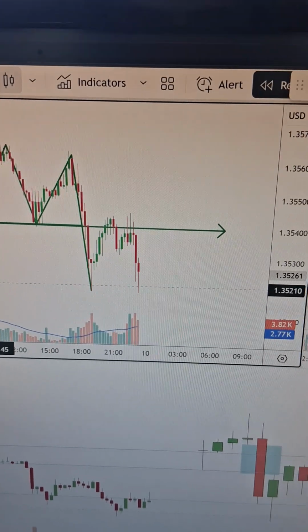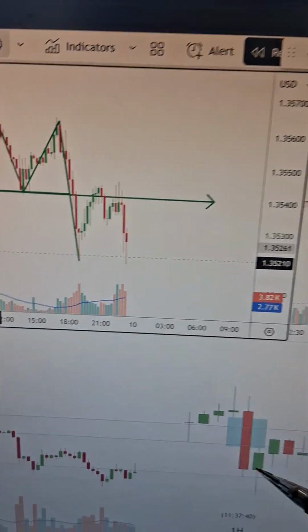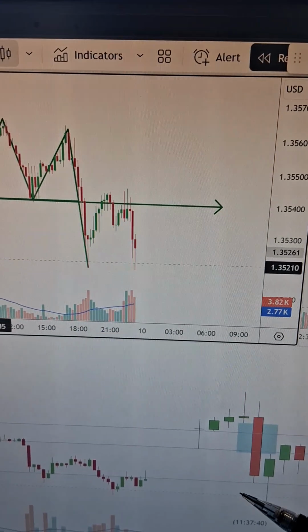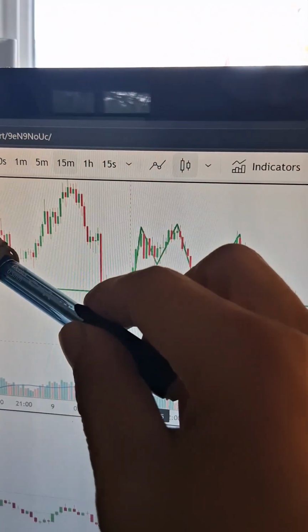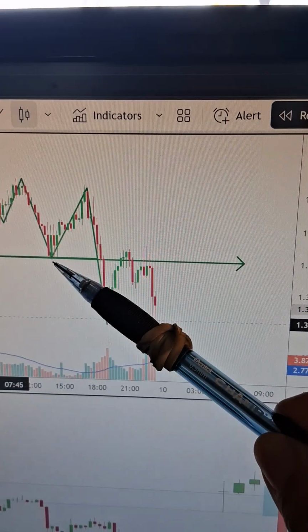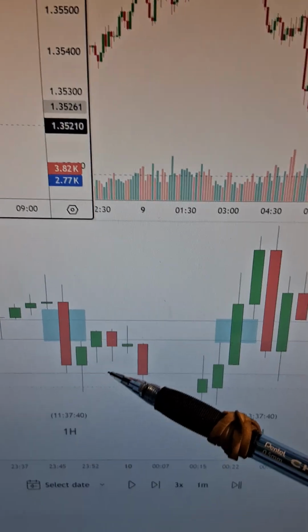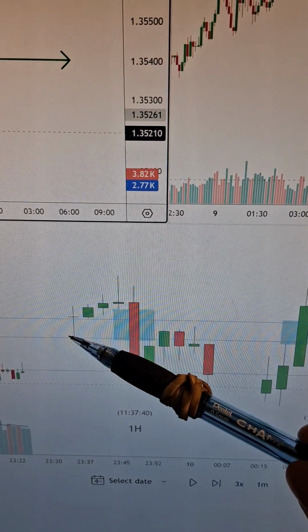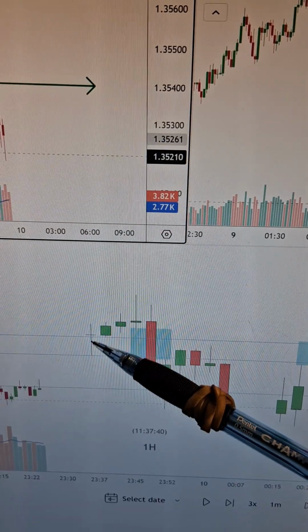So I'm literally trying to decode and simplify, and think back to what actually was happening. So this is the 15-minute chart. This candle here is conveyed by our indicator series as this candle here.